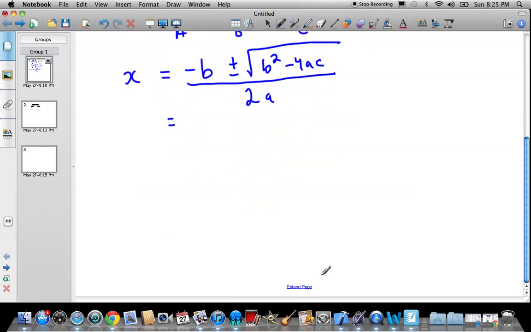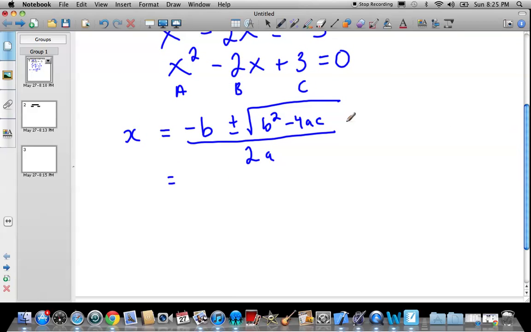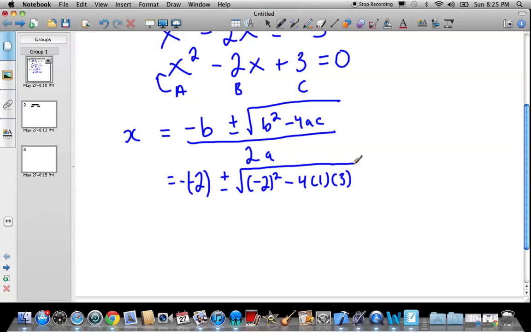So now it's just a matter of filling in the blanks here. So let me extend my page a little bit here. So b is negative 2, so negative b, that means it's going to be positive 2, or negative negative 2. Actually, I ought to write that in there. So negative negative 2, which will be positive 2, plus or minus the square root of negative 2 squared minus 4. A is 1. It's not written there. So A is actually right here, 1. C is 3. All over 2 times 1.